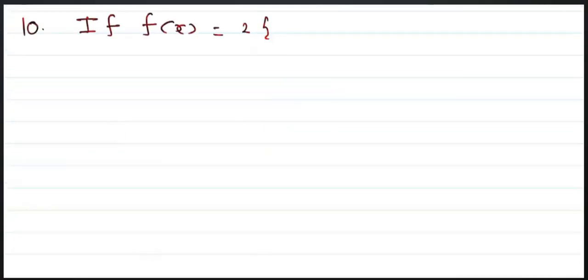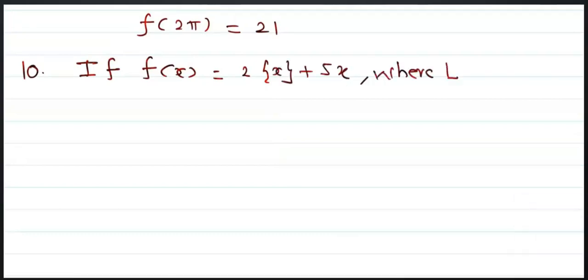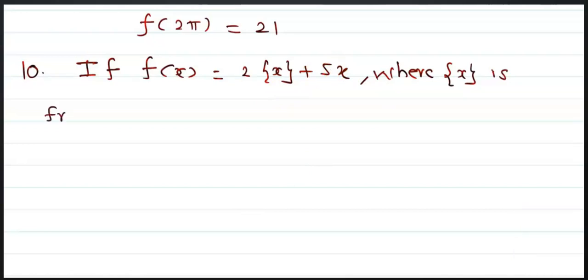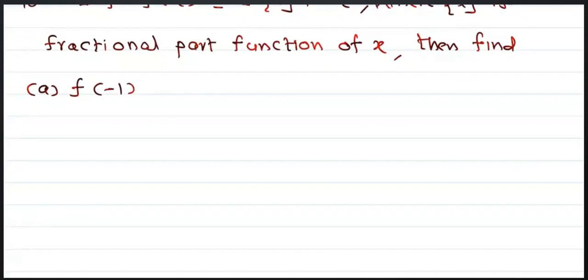Question number 10. If f of x is equal to 2 times the fractional part of x, in curly bracket, plus 5x, where the curly bracket denotes the fractional part of x, then find f of minus 1.